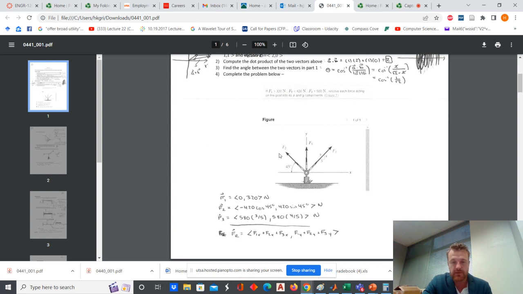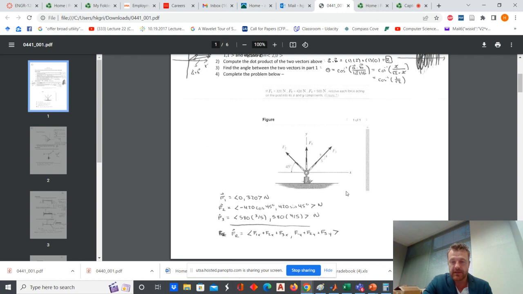F2, we can decompose by using trigonometry. Be careful, that angle that we're given, 45 degrees, if we get the x component, it is adjacent to that angle, so it's going to be F2 cos 45, but since it's going in the negative direction, we need to manually adjust that with a negative sign. The y component is opposite of the 45-degree angle, so it'll be that magnitude times the sine of that.